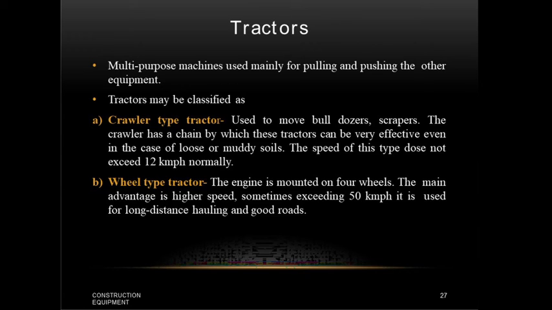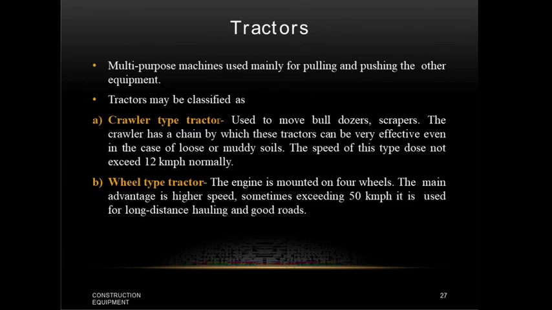this type of tractor, the crawler type tractor, does not normally exceed 12 km per hour, and it is used on bituminous road. The next one is the wheel type tractor. In the wheel type tractor, the engine is mounted on four wheels. The main advantage is higher speed, sometimes exceeding 50 kmph, and it is used for longer distance hauling and on good road. It is also used for agriculture operation.